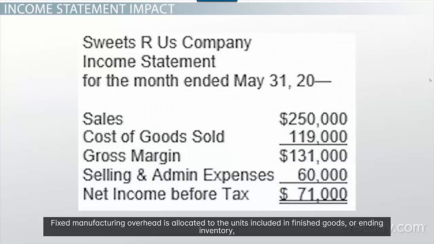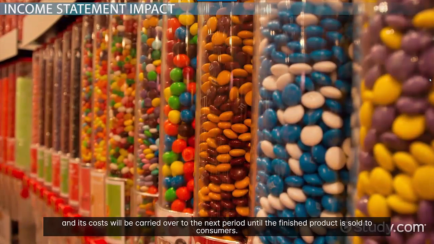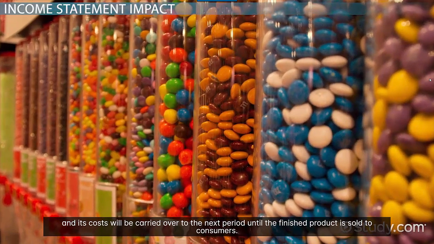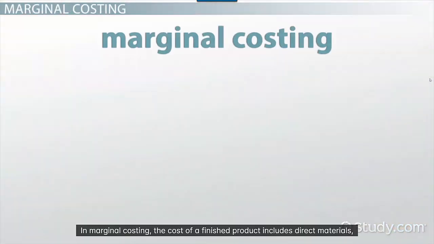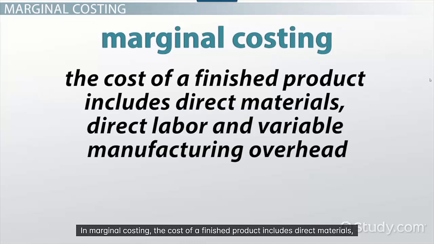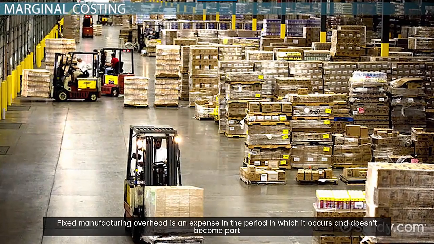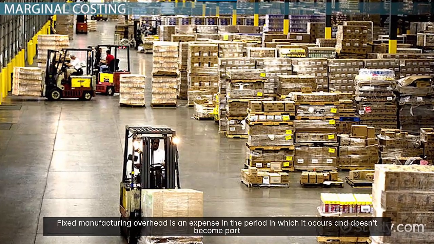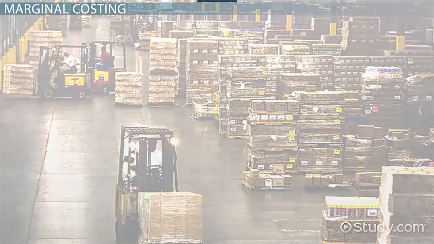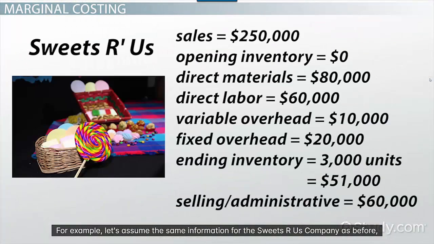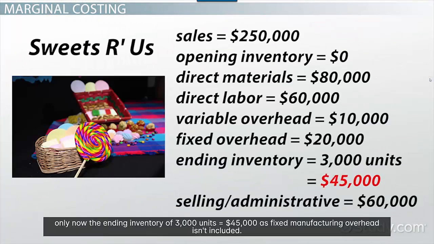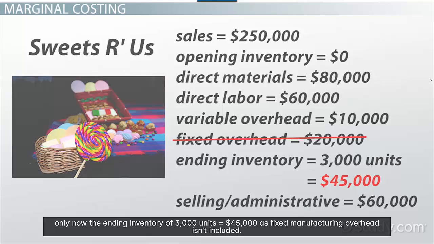Fixed manufacturing overhead is allocated to the units included in finished goods or ending inventory, and its costs will be carried over to the next period until the finished product is sold to consumers. In marginal costing, the cost of a finished product includes direct materials, direct labor, and variable manufacturing overhead. Fixed manufacturing overhead is an expense in the period in which it occurs and doesn't become part of the finished goods inventory. For example, let's assume the same information for the Sweets R Us company as before, only now with the ending inventory of 3,000 units equaling 45,000, as fixed manufacturing overhead isn't included.